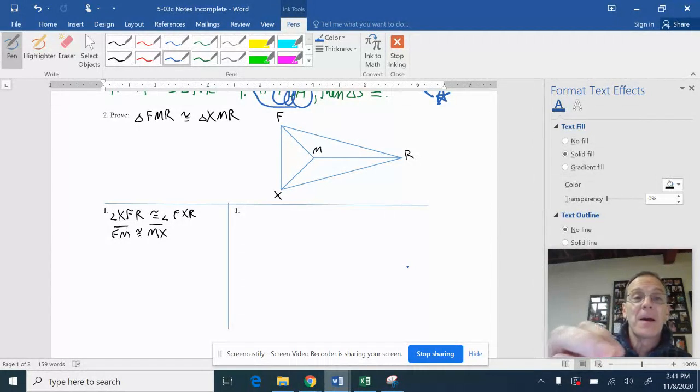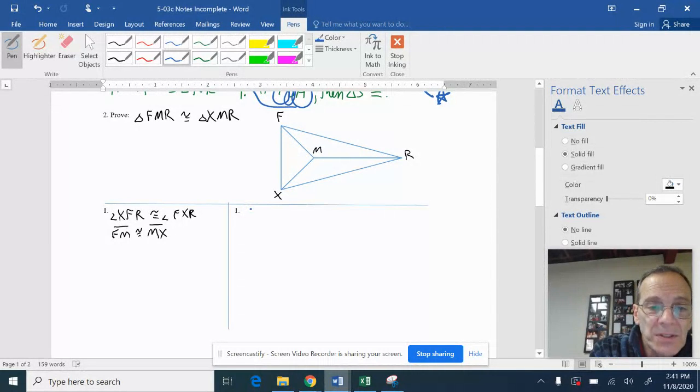Okay? Trying to prove triangle FMR, that's this skinny triangle up top here, congruent to triangle XMR, that's that skinny one down below. Here's another triangle over there, triangle FMX. And then, there's the big triangle FRX also, but we're trying to get these 2 skinny ones congruent to each other. We have been given, it should say given here.